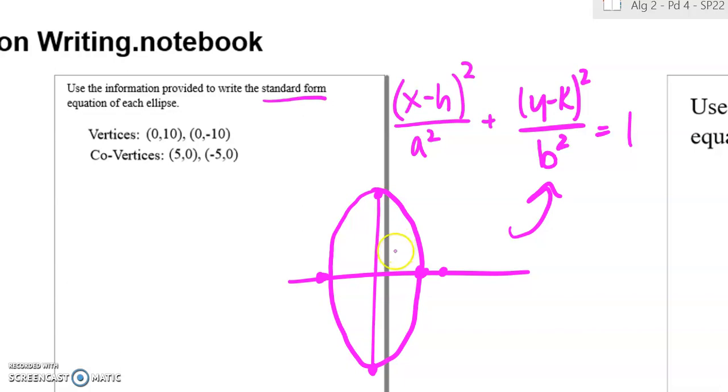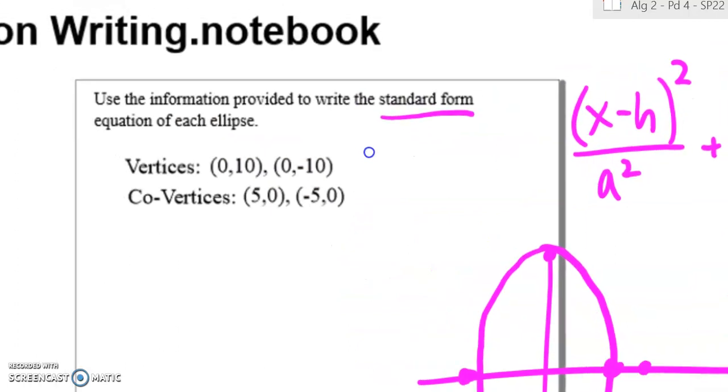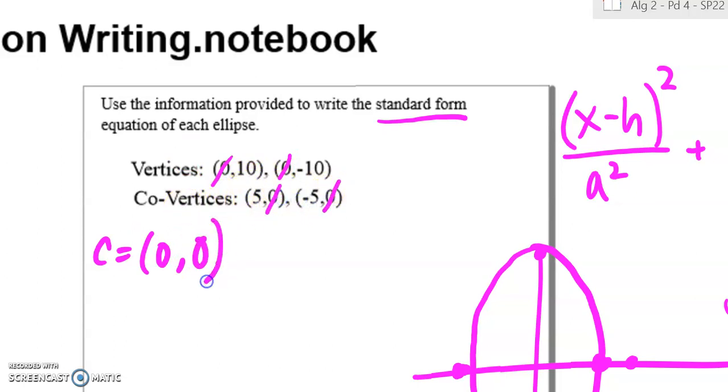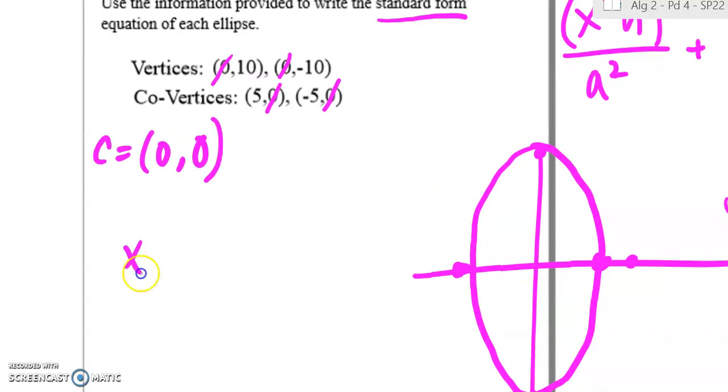The other thing I pick up from this is that when I'm looking at the vertice, whatever number's the same, so here 0's the same, and the 0 is in the x spot, I know that's my center. And when I come to the covertice, I know the 0, 0 is also the same. So when I start to write the equation, I know it's x squared, y squared, and I already know it's always equal to 1 in standard form.